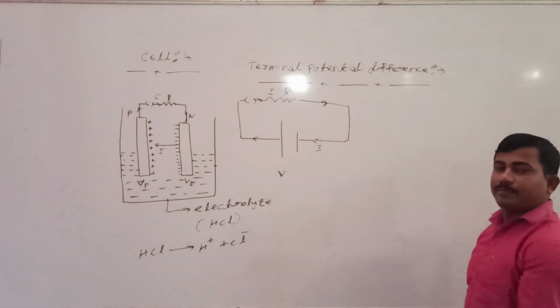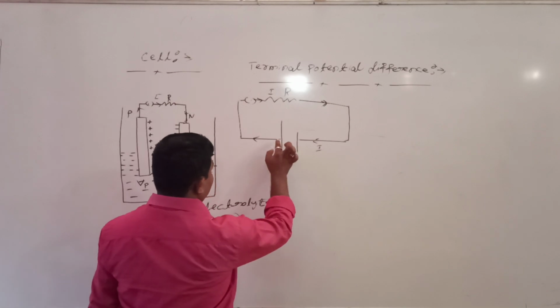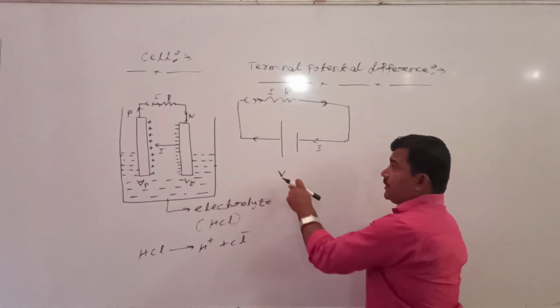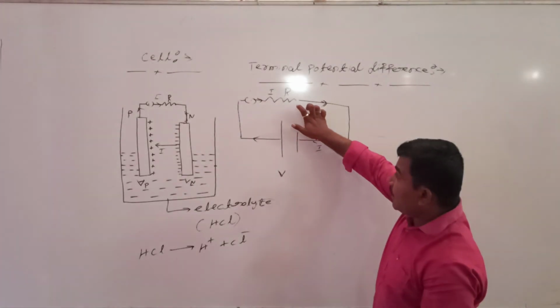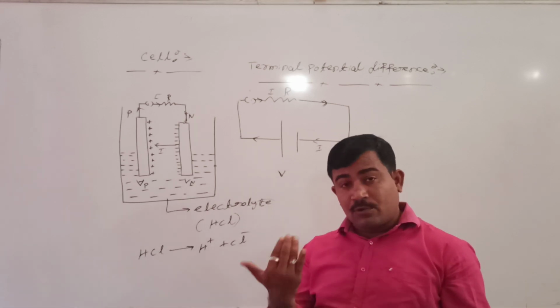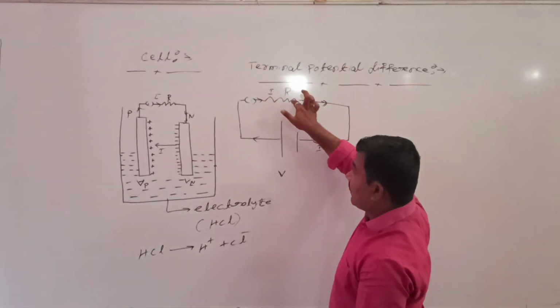Represented by V. How is it defined? The potential difference between two electrodes of the cell when current is drawn from the cell. This terminal potential difference depends on the external resistor. The more the value of the external resistor, the more the terminal potential developed here.